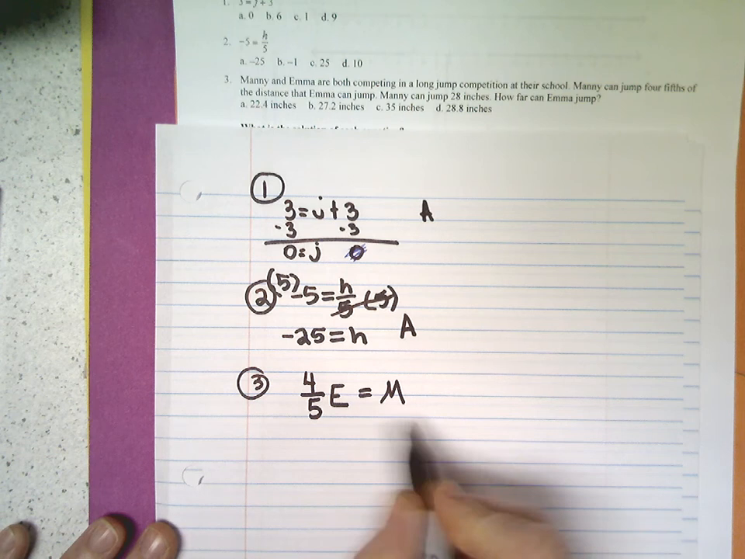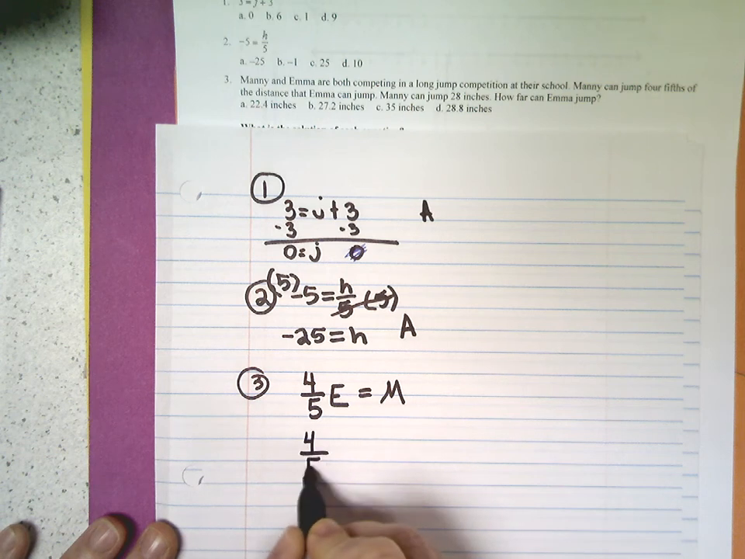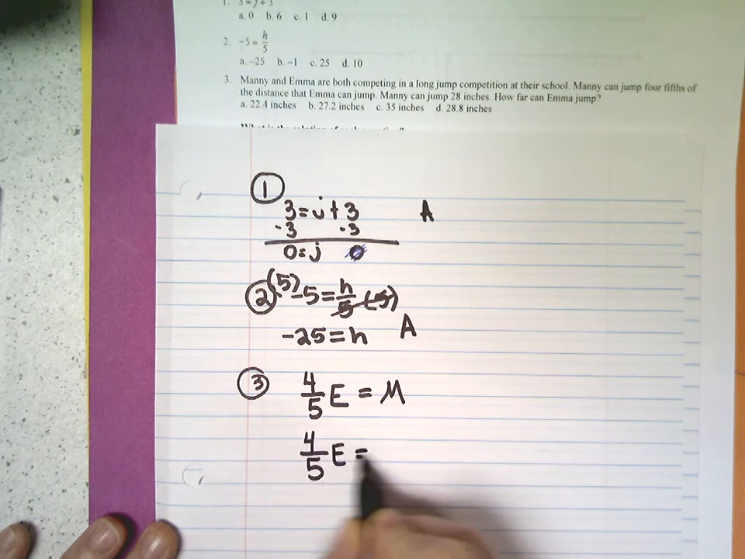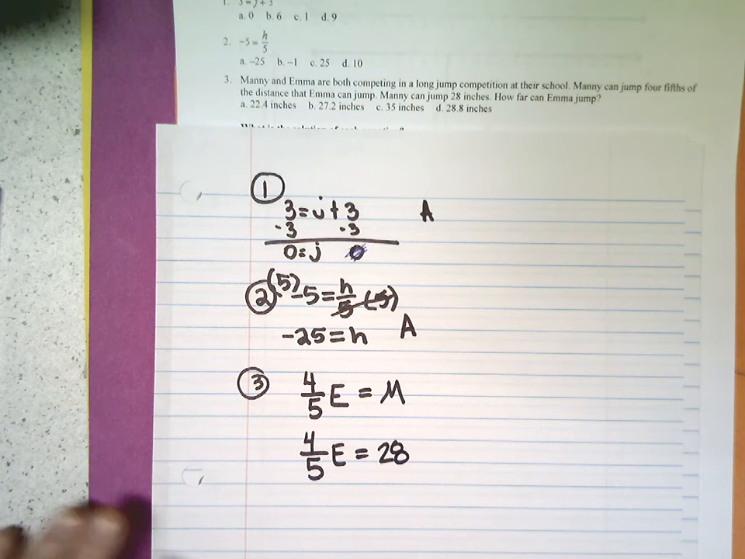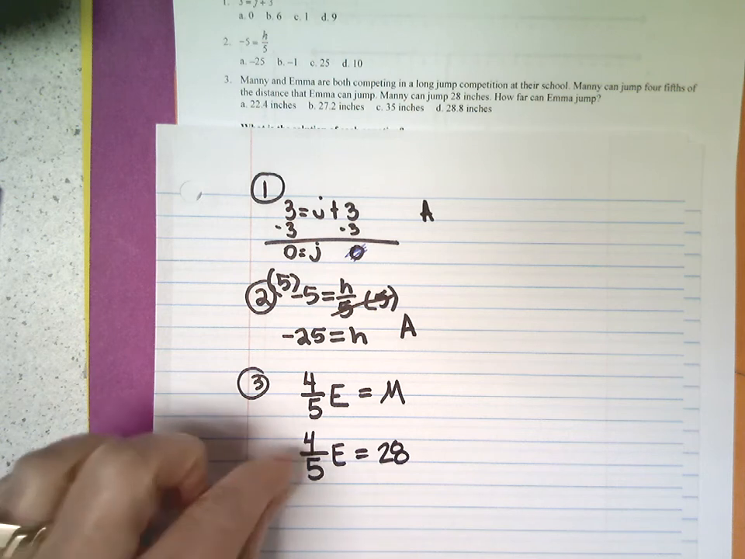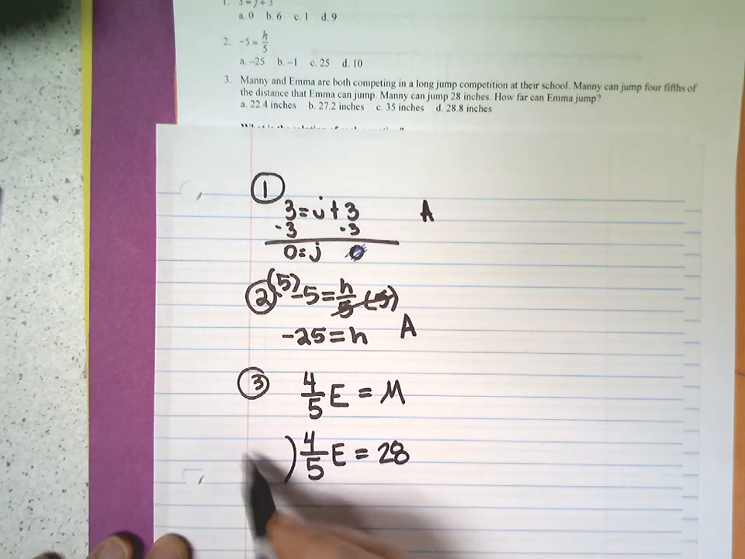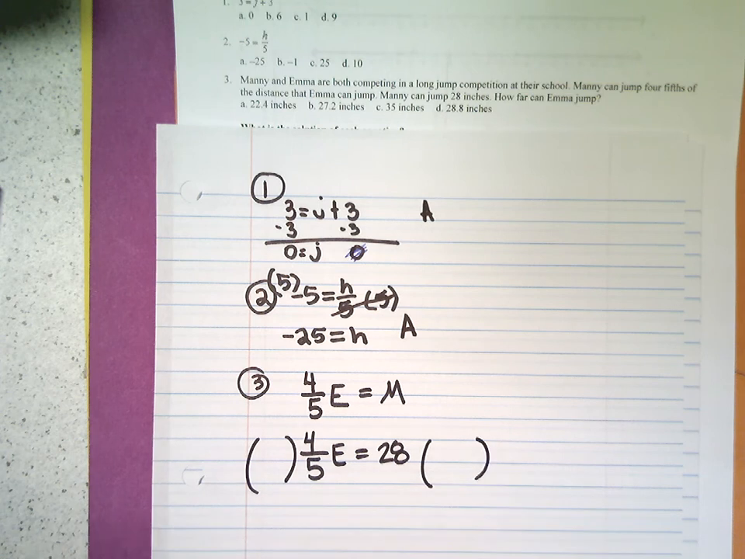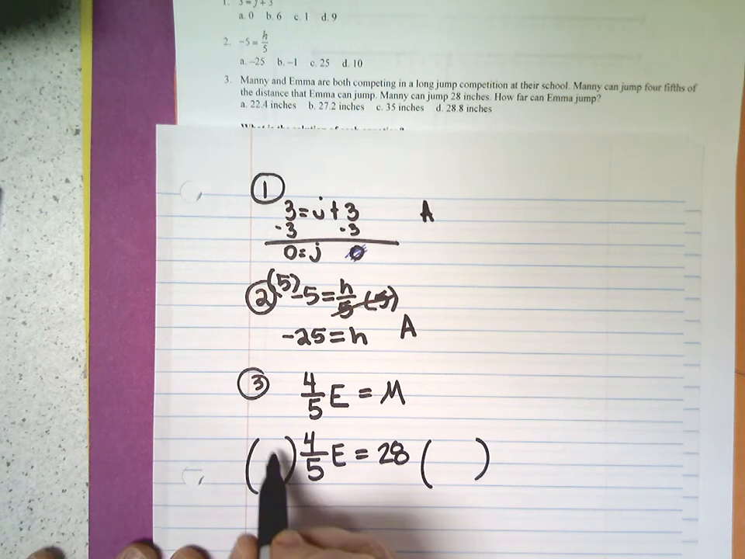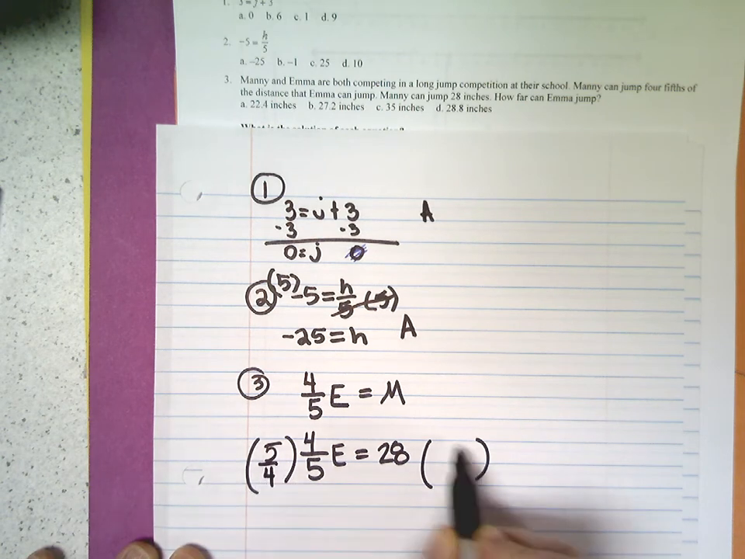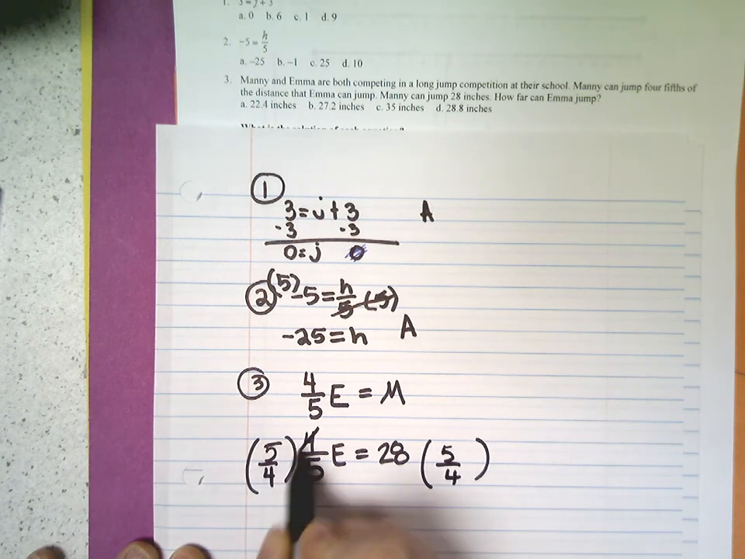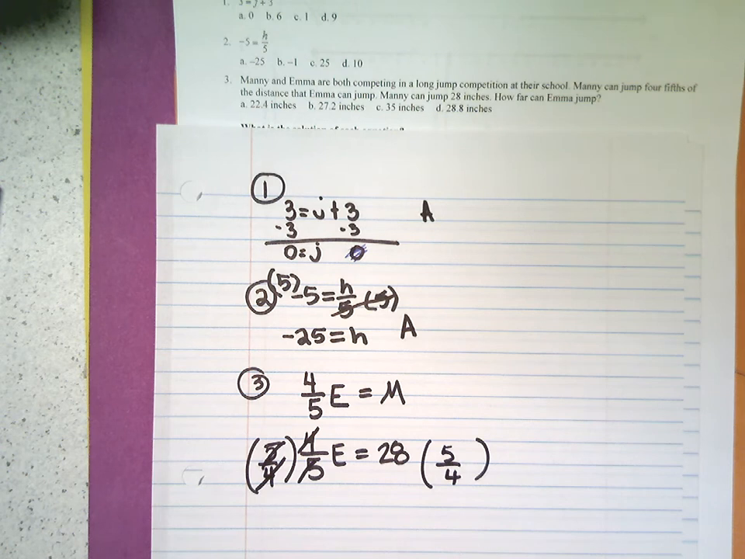Manny can jump... So this is 4/5 of E equals 28. What do you do to solve a problem when you got to get rid of the whole fraction? Do y'all know what to do? Well, they're multiplying by 4/5. Divide by that number, which really means multiply by the reciprocal. And this all cancels, so we're all good there.